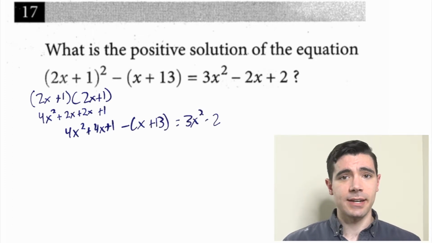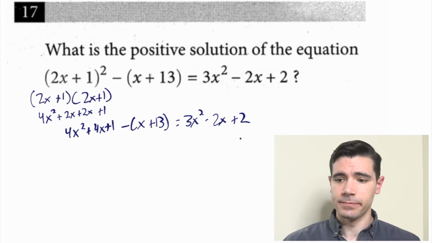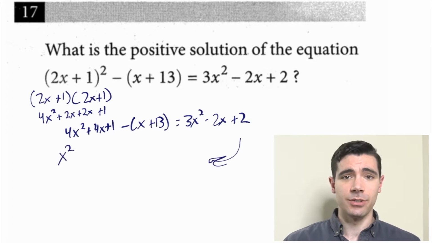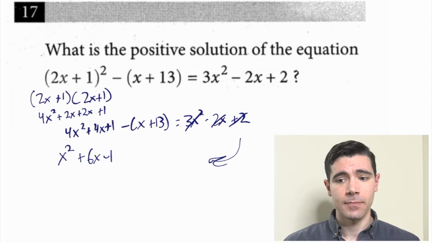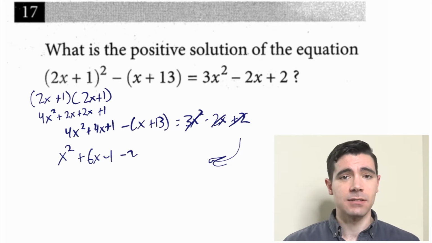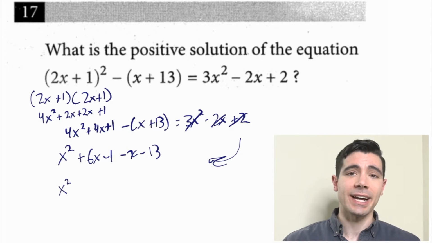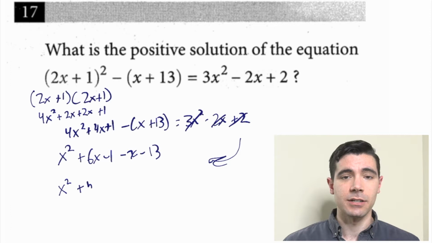Alright, let's bring this right side of the equation on over to join the x party. Subtract 3x squared from both sides. So now we just have x squared. Add 2x to both sides. So now we have plus 6x. And subtract 2 from both sides. Instead of plus 1, we now have minus 1. And then we can turn this into minus x minus 13, taking care to distribute that negative. A little more like term combination, and we have x squared plus 5x minus 14.